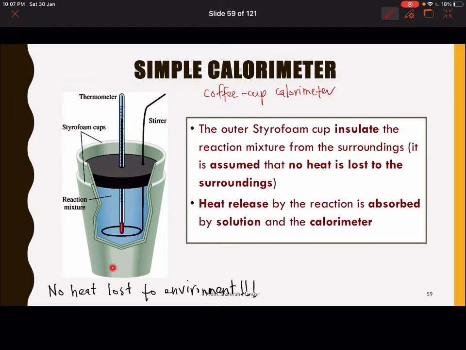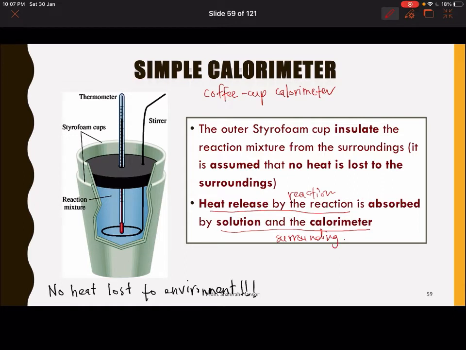this reaction mixture. You have to make sure we cover this styrofoam cup with any type of cover, just to make sure there will be no heat or mass lost to the surroundings. So in this reaction, it is assumed that heat released by the reaction inside this styrofoam cup is absorbed by the solution and the calorimeter. Heat released by the reaction is absorbed by the solution and the calorimeter. So these two will be the surroundings.